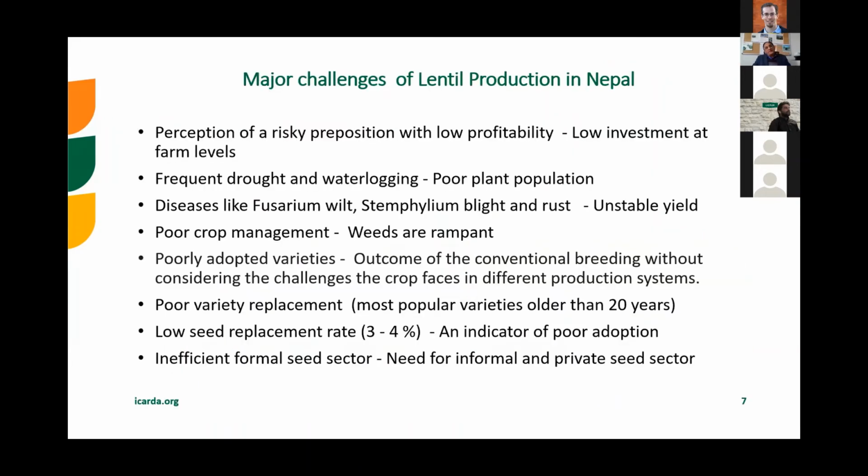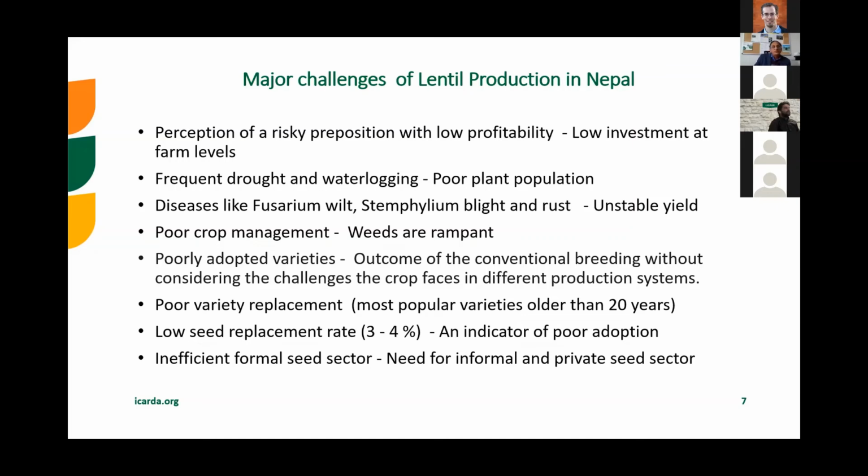And that is where the major challenges are when you take up those varieties. The first thing is the perception of a risky proposition with low profitability when the farmers go for lentil cultivation. That's why he does not invest in growing a successful lentil crop in the farm. Second is the frequent drought and waterlogging. As a result, what happens is a very poor plant population.